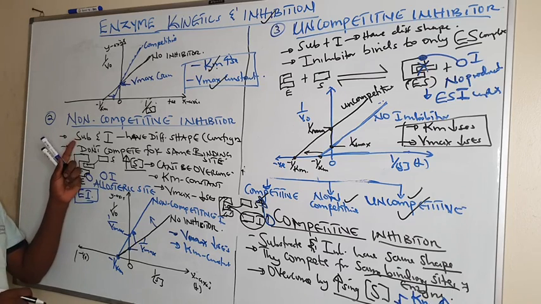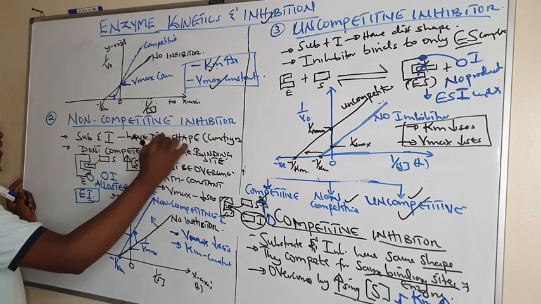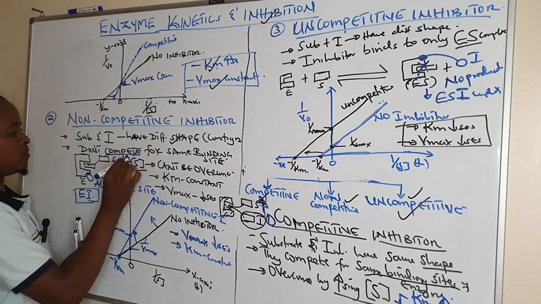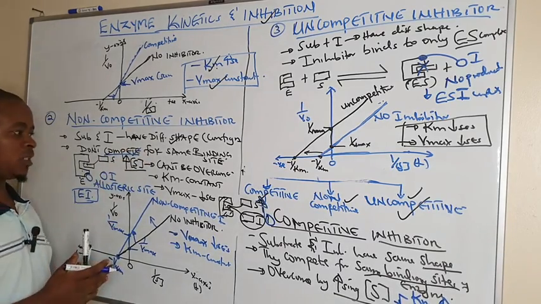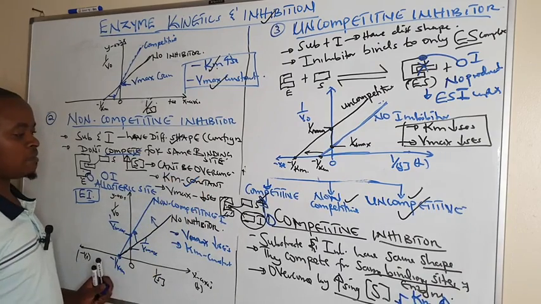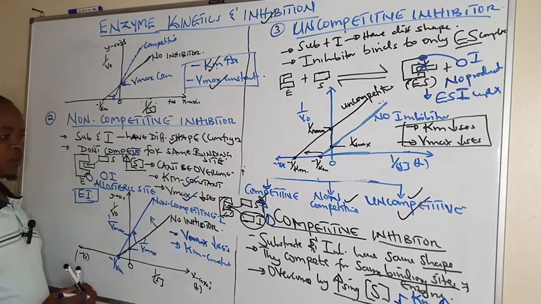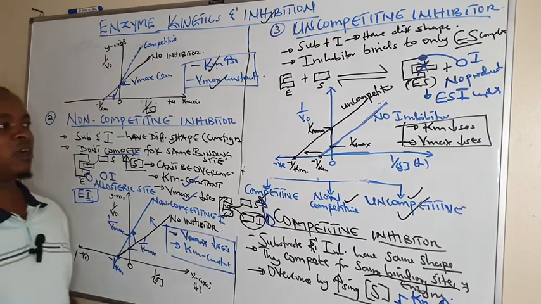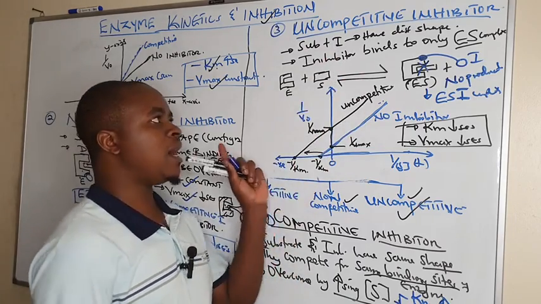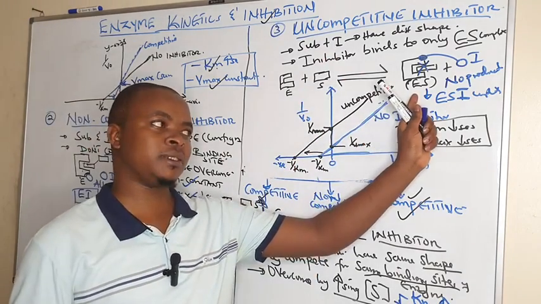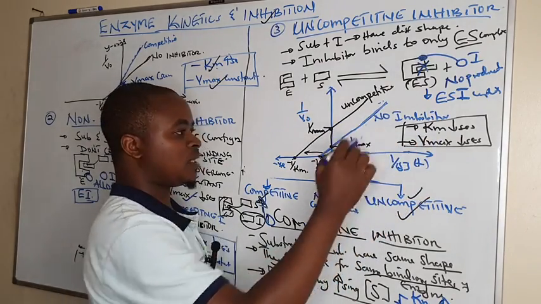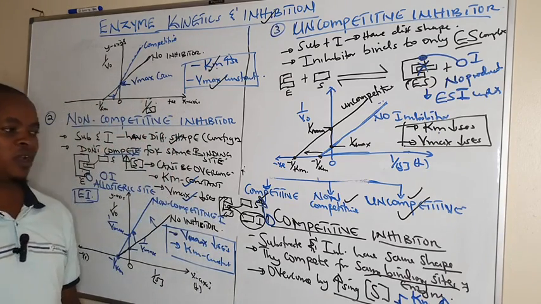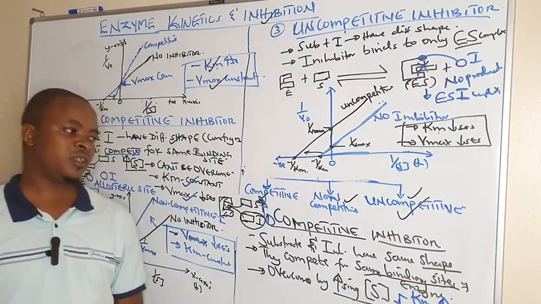Then we have seen under non-competitive, the substrate and the inhibitor have different shapes, and because they have different shapes, they don't compete. So you cannot overcome this reaction. That's why Km remains constant and Vmax decreases. So these ones are also important to note under non-competitive. Then we finished with uncompetitive, which binds only to the enzyme substrate complex, and both Km and Vmax decrease. And that is what we can discuss for you under reversible inhibitors.